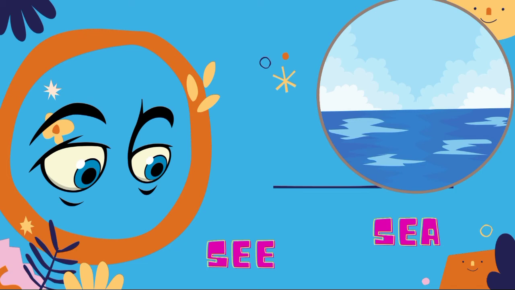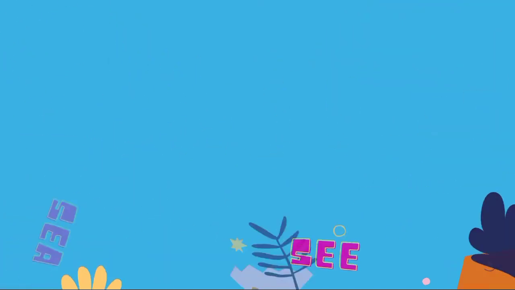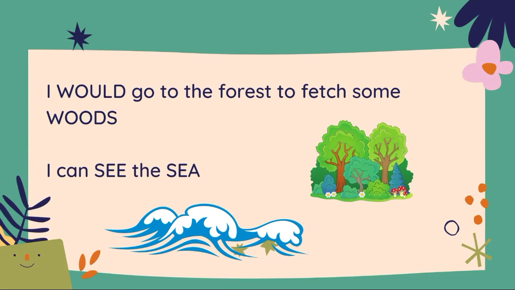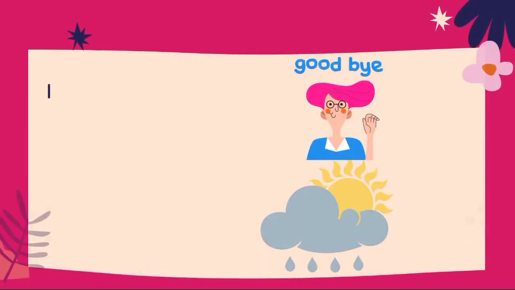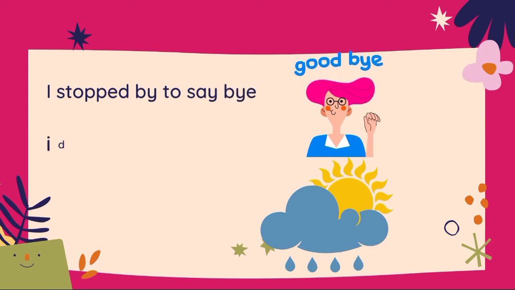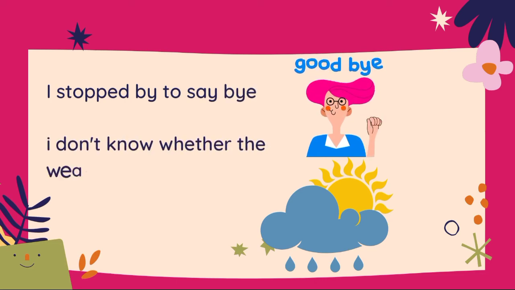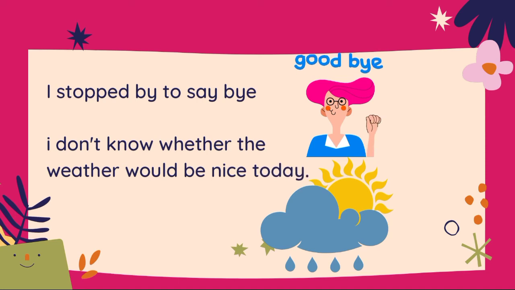So when you're writing, you should be certain of the very word you mean, so you wouldn't use them wrongly, you wouldn't switch or swap positions wrongly. Okay, and then let's say I'm traveling and I stopped by just to say bye. That's another example of a homophone in a sentence. And the last one, I don't know whether the weather would be nice today.